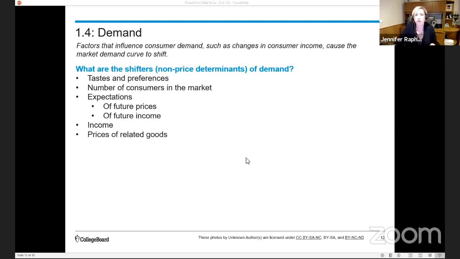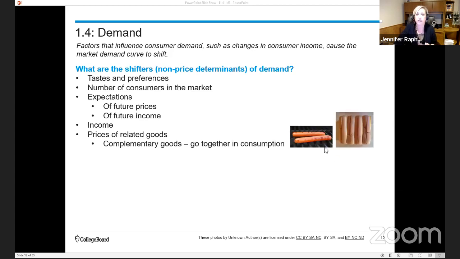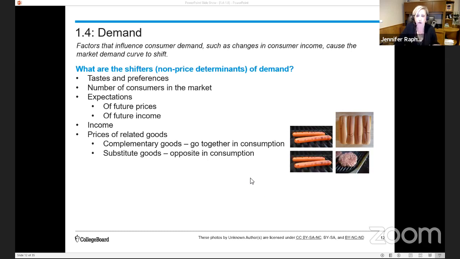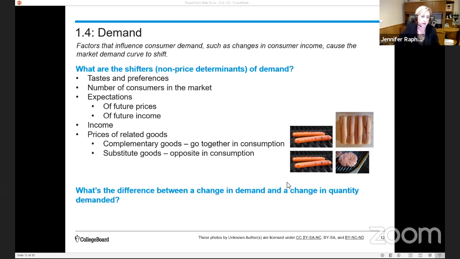The price of related goods, this is a fun one. Kids really love thinking about related goods. So we have two types. We have complementary goods, which go together in consumption, and the classic example is hot dogs and hot dog buns. Most people buy them together. And then substitute goods are opposite in consumption. Most people buy one or the other. So hot dogs and hamburgers, right? Of course, some people buy hot dogs and hamburgers together, but for most of us, when we're deciding what to buy for dinner, we're choosing one or the other.